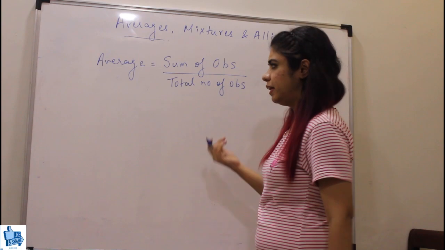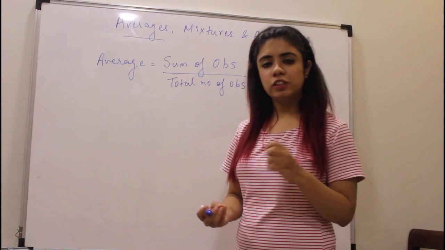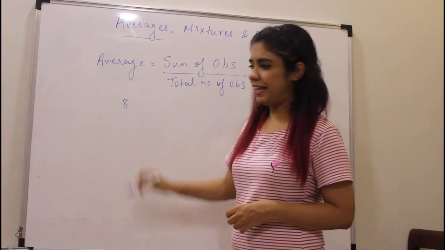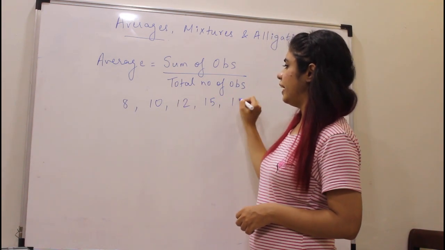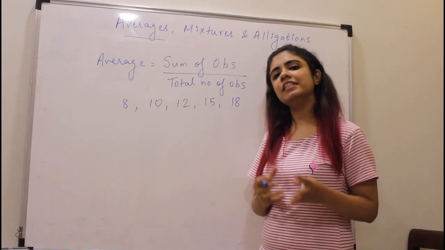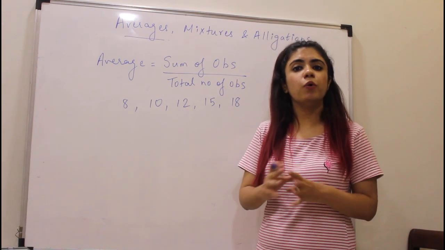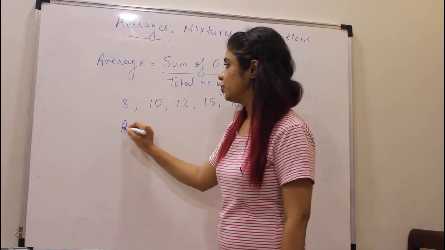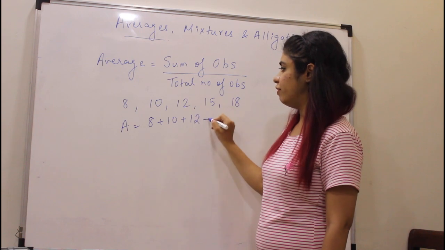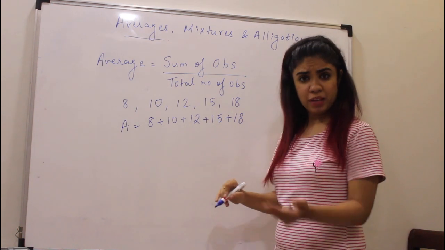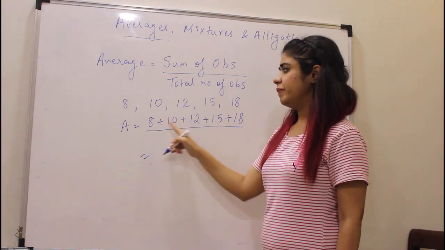Let's say, for example, I asked a few students about their marks. Some students told me that one of them scored 10, then 8, 10, 12, 15, 18. I had 5 students. I asked them about their marks and these were the marks scored. If I ask you what the average marks scored by all of them are, your average will be the sum of observations, that is 8 plus 10 plus 12 plus 15 plus 18, upon total number of students, which is 5.